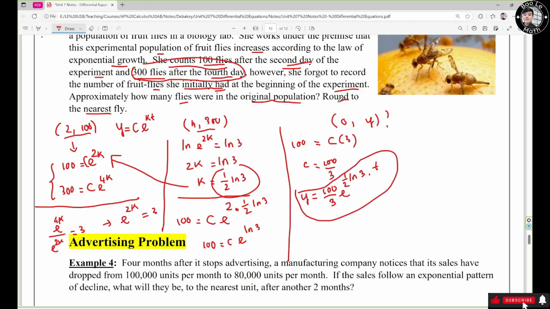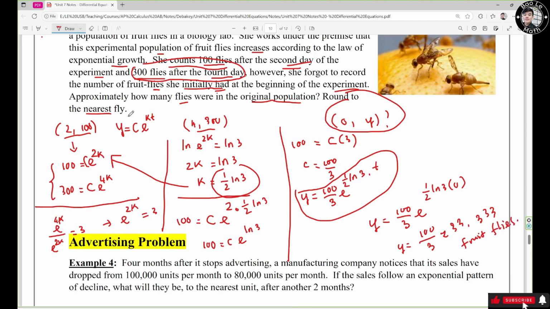Alright, now you need to solve for y when t equals 0, right? Substitute over here, so you have y equals 100 over 3 times e raised to the 1/2 natural log of 3 times 0, right? So y equals 100 over 3, right? Now if you want to convert this to decimal, it could be approximately 33.333 fruit flies. Now you need to round to the nearest fly, so it's going to be 33.